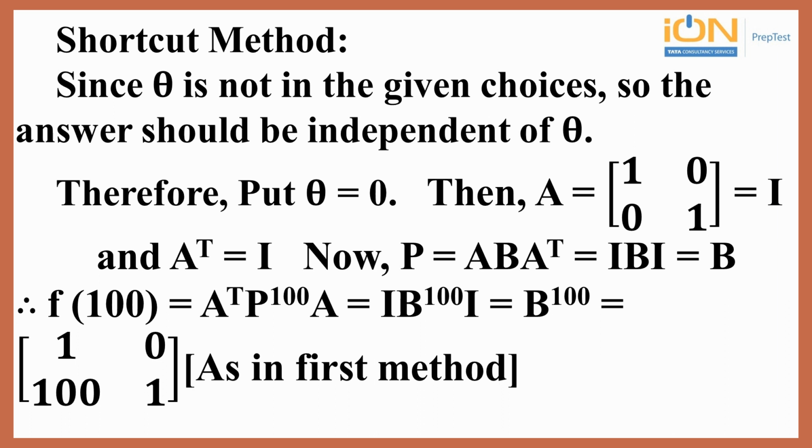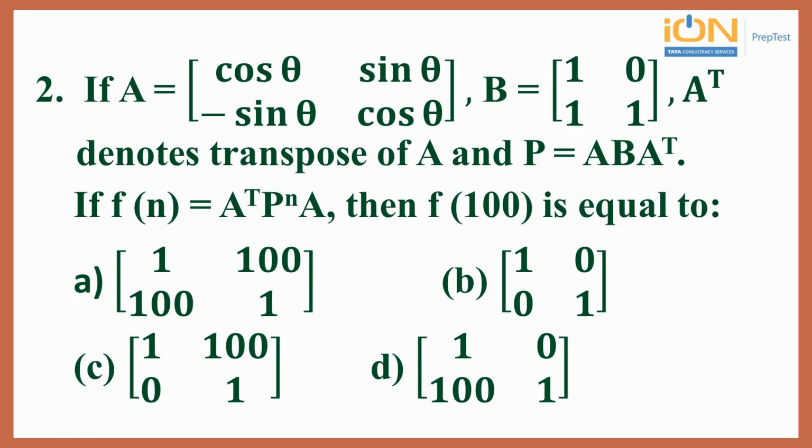Therefore, f of 100 would be A transpose into B power 100 into A, which is nothing but I into B power 100 into I, and which is nothing but B power 100. And as we have seen, B power 100 is nothing but 10101 as in the first method. Therefore, as you can see, the answer is D.